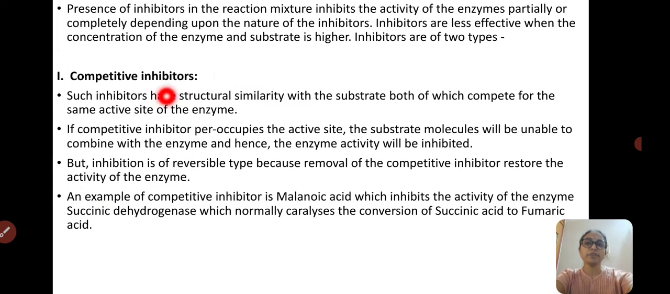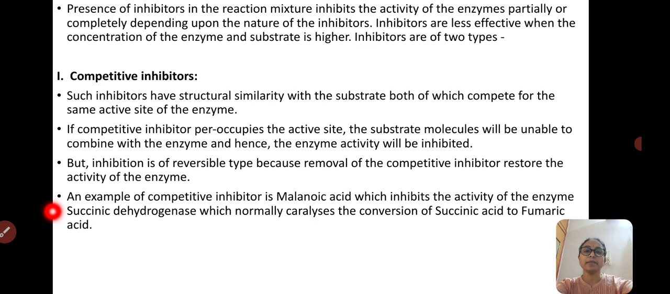Coming to the first type of inhibition, that is competitive inhibition by competitive inhibitors. Such inhibitors have structural similarity with that of the substrate molecules, so they compete for the active site. If competitive inhibitor preoccupies the active site, then substrates fail to get that active site. But inhibition of this kind is always reversible. By removing the competitive inhibitors, the enzyme will restore its activity and convert into products.